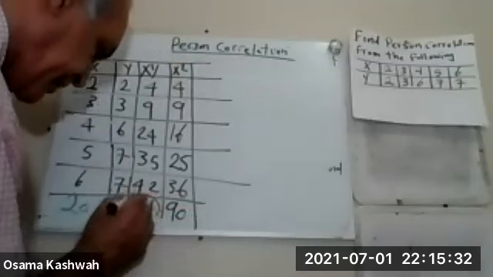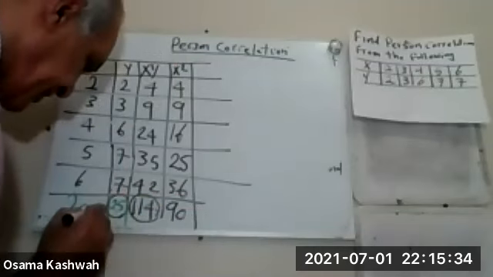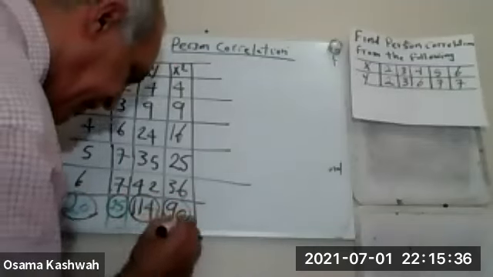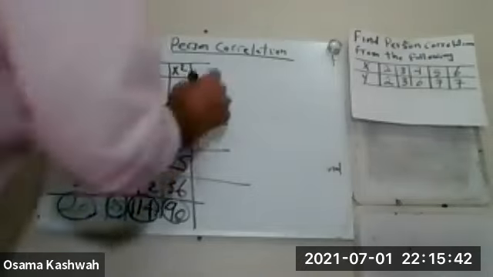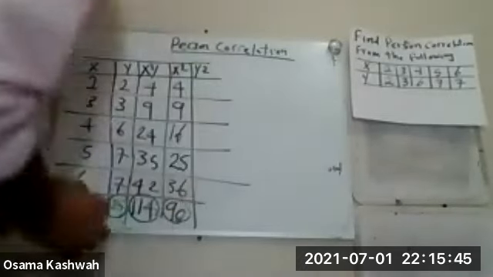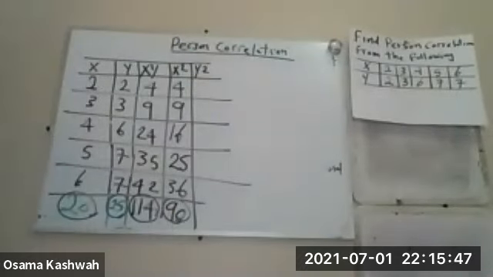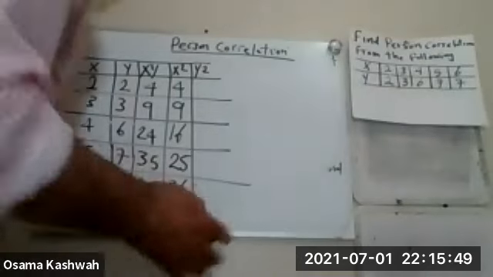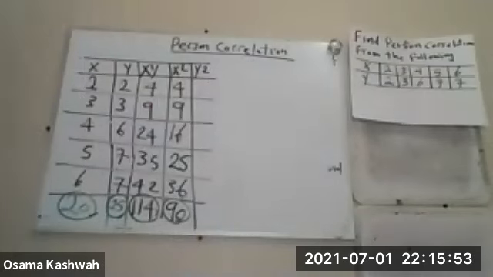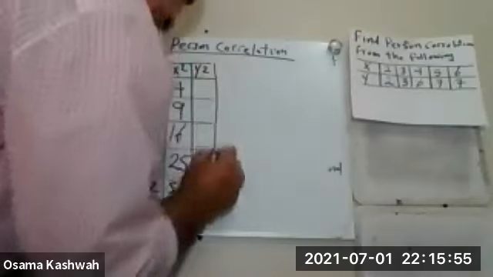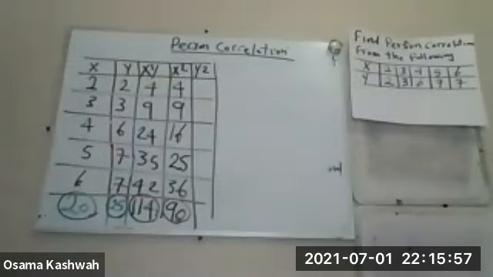Okay, here are the sums, because I need the sums after this. This will give me 90. Then the same thing we did for x squared, we will do for y squared as well. So what we did for x, we will do for y. Perfect. And this is the last column we will do today.